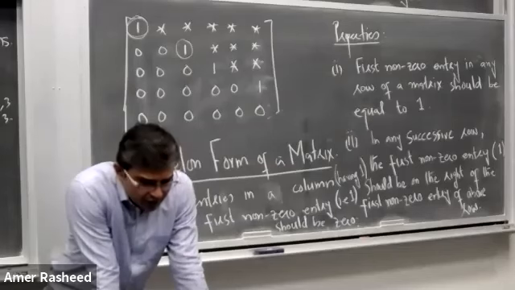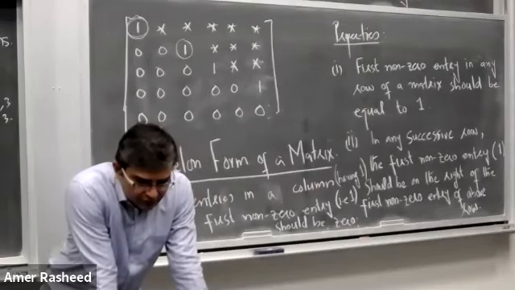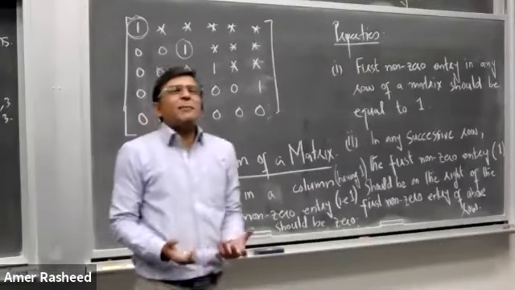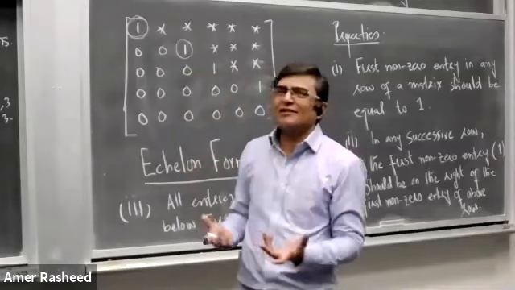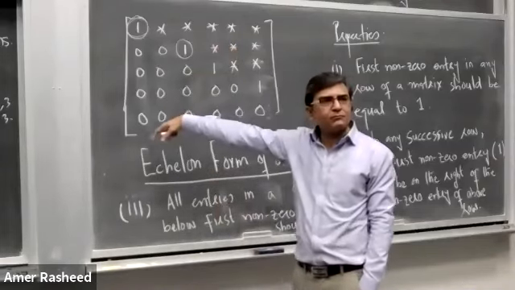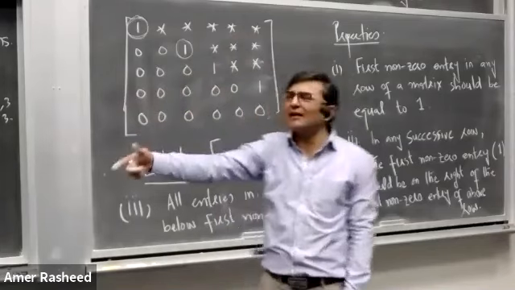Yes, जी sir. जी बोले. Sir, I remember a property from somewhere which said that the number of zeros in a successive row must not be equal to or greater than the previous row. No, it's not true. Oh, okay. It's not true. It's not necessary.